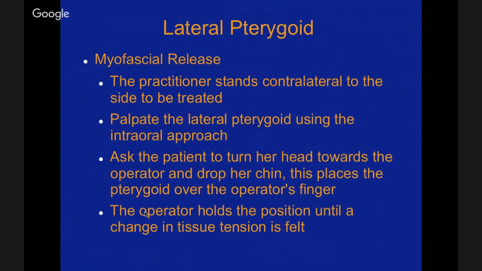Lateral pterygoid, a myofascial release technique. You're going to palpate the lateral pterygoid as I previously described, and then as you're standing on the contralateral side to be treated, once you locate the lateral pterygoid, you have the patient turn their head towards you so that the pterygoid drops over the operator's finger, and then that position is just held until that release and tension is felt.